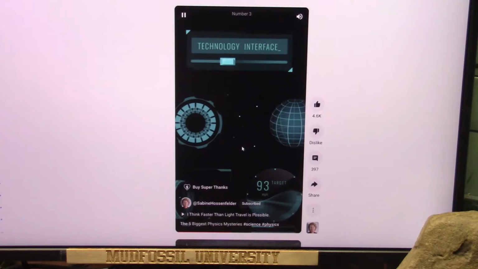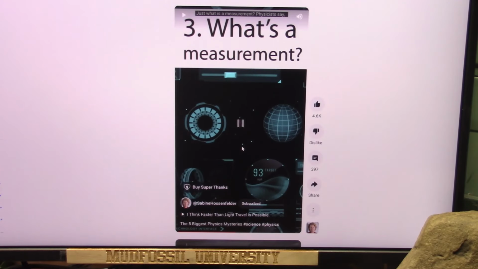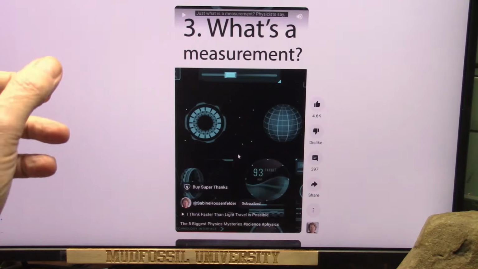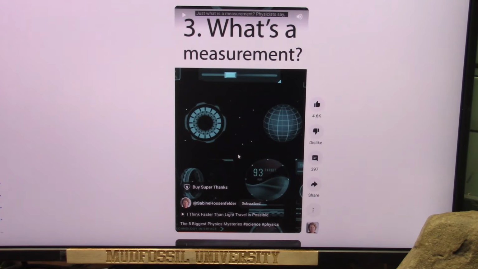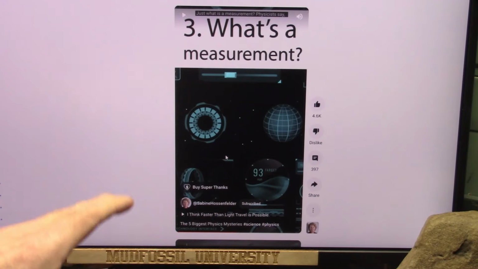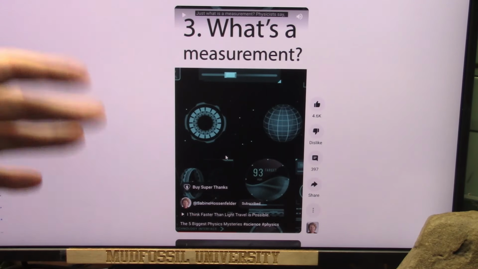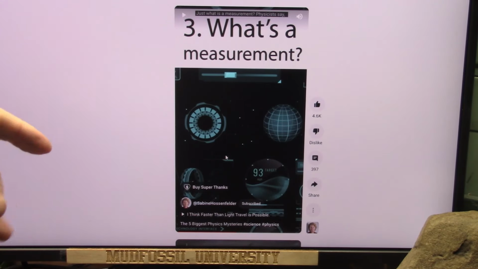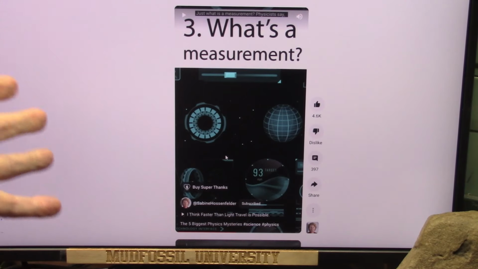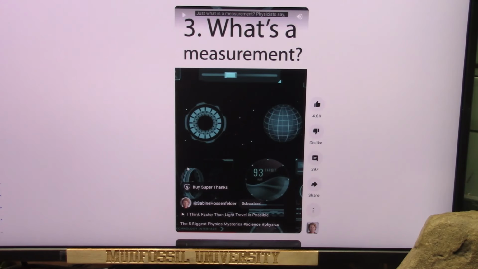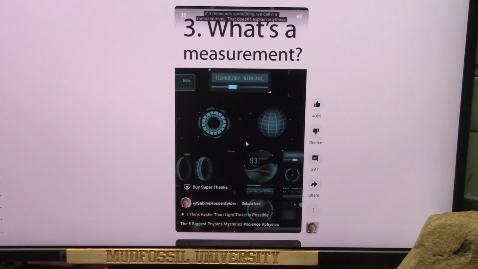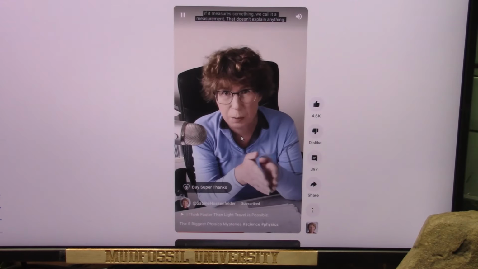Why? Number three, just what's a measurement? All right, measurements are arbitrary. Some people use millimeters, some people use inches. It's just a distance, basically a distance or a quantity, some measurement, some amount. Physicists say if it measures something, we call it a measurement, but that doesn't explain anything.